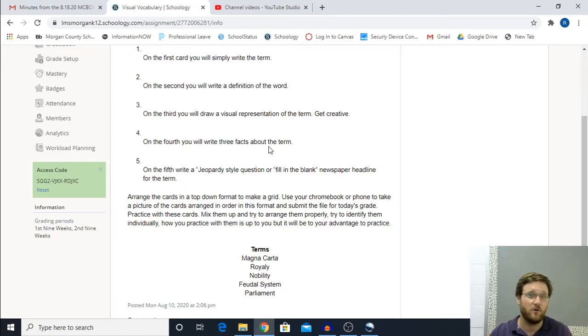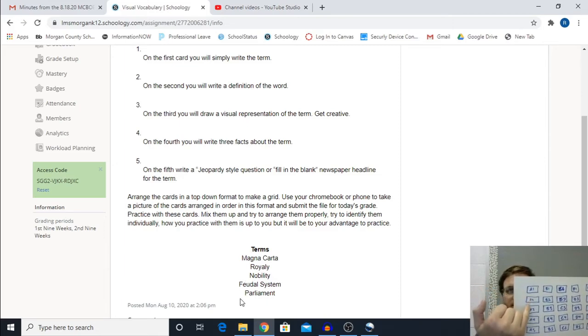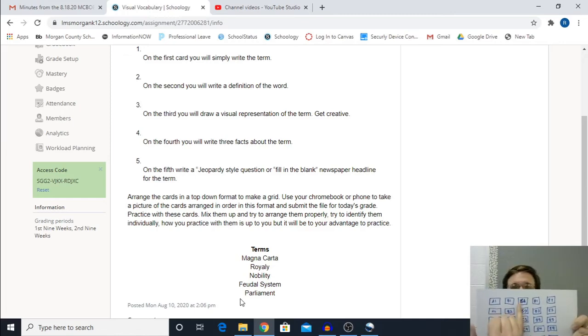So after you would do all of these terms, you're going to lay the cards out. And I hope this shows up in frame in a pattern kind of like this. With your first term being Magna Carta, you would have all of the cards related to Magna Carta in a column, up and down. Then your second term, and your third, and your fourth, and your fifth. Lay them out in a grid pattern like this.